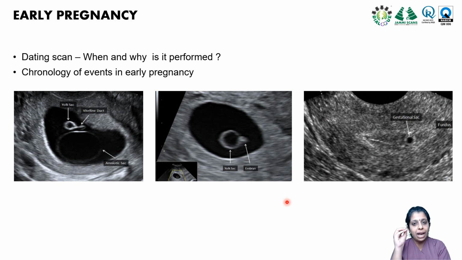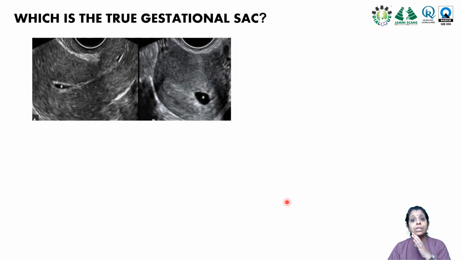So at 6 weeks you'll be able to see a fetal pole, and beyond 7 to 8 weeks it becomes more than 1 to 1.5 centimeters. So these are the structures which you need to see and differentiate in the early pregnancy scan. As I told you, when do you call it a true gestational sac? These points are extremely important.